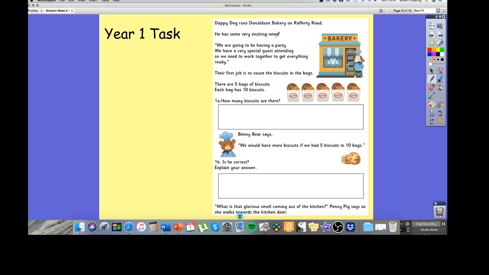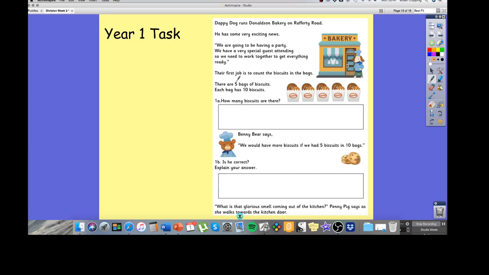He has some very exciting news. We are all going to have a party. We have a very special guest attending, so we need to work together to get everything ready. The first job is to count the biscuits in the bag. There are 5 bags of biscuits. Each bag has 10 biscuits in. How many biscuits are there altogether? So that's the reading part of it.